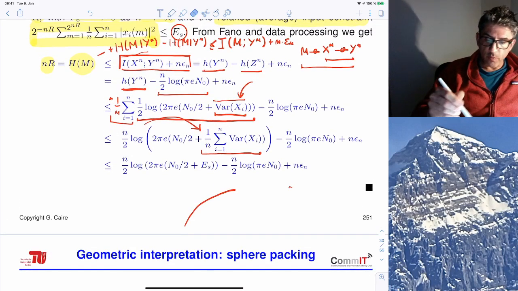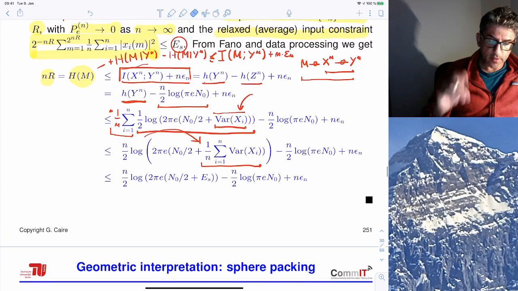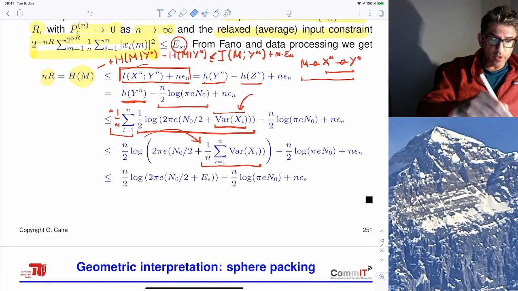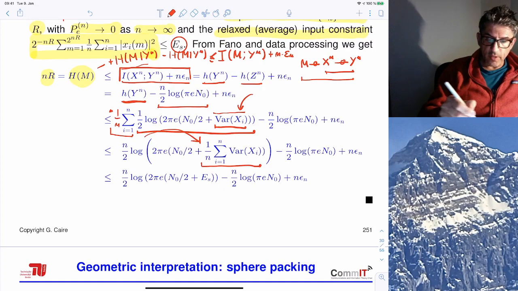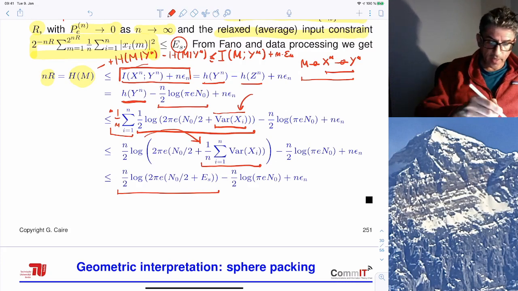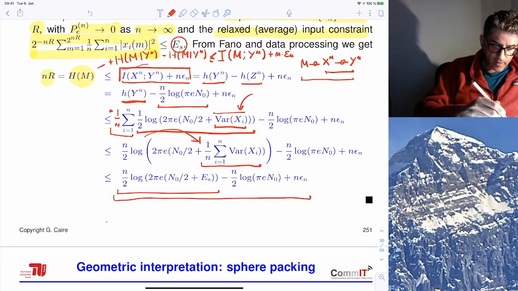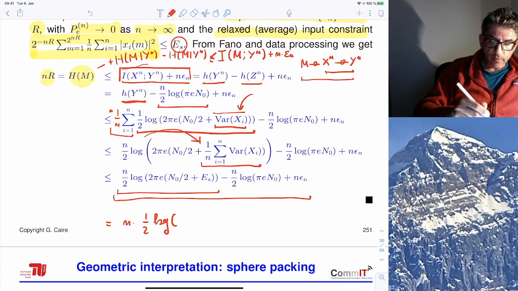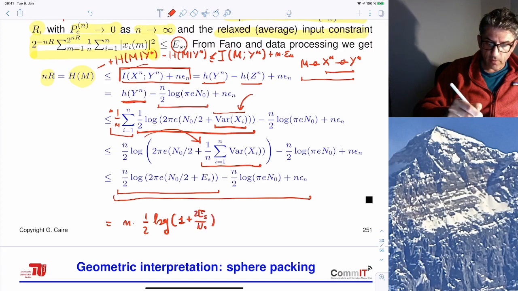So at this point, let me erase some scratches. We use the monotonicity of the logarithm. So this quantity is less or equal than ES, and therefore the whole thing here is less or equal than n divided by 2 logarithm of 2 pi e times n0 plus ES, and then we put everything together here, and what we find is that this is n times 1/2 log of 1 plus 2ES over n0, which is SNR, and then plus n epsilon n.